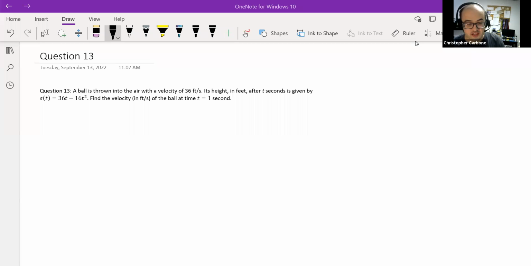This is question 13 of our calculus review. A ball is thrown into the air with a velocity of 36 feet per second. Its height in feet after t seconds is given by s of t equals 36t minus 16t squared. We want to find the velocity in feet per second of the ball at time t equals 1 second.